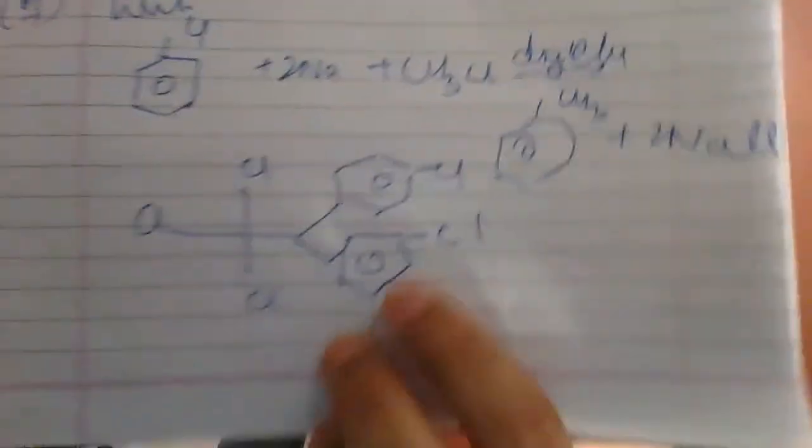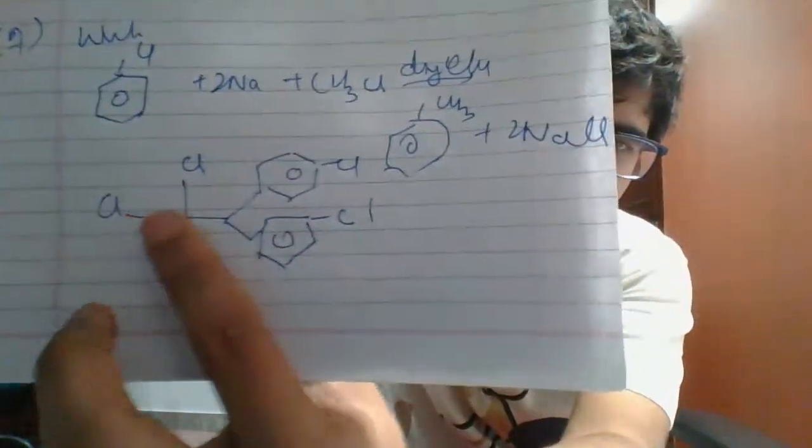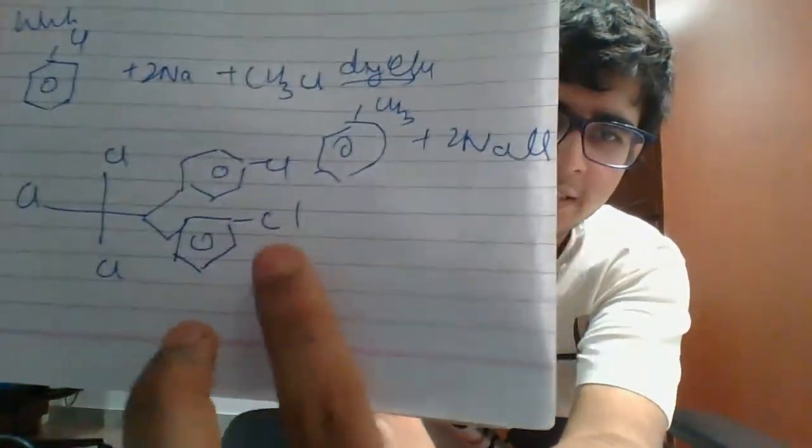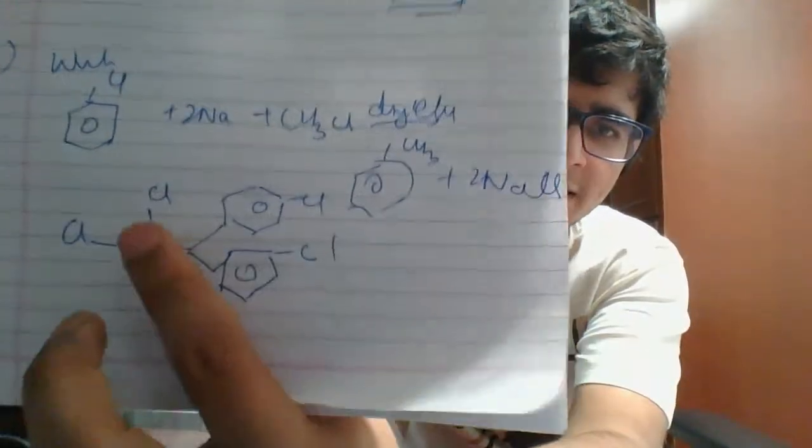The structure: CCl3, a benzene, another benzene, each a chlorobenzene, and I guess that is it. This is the DDT structure. Just draw a straight line and then draw up and down Cl, Cl, 2 benzenes with chlorine. So that is DDT.